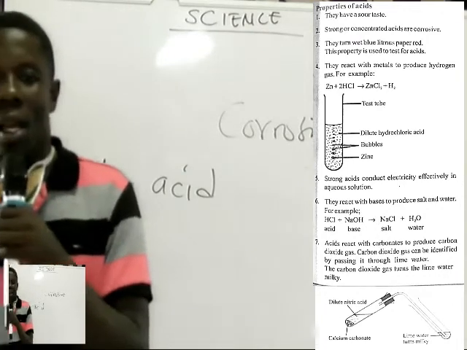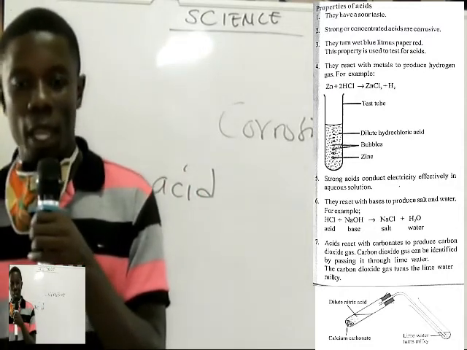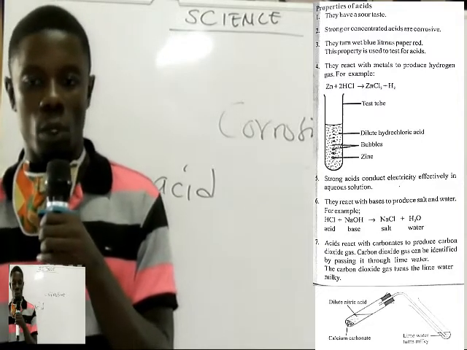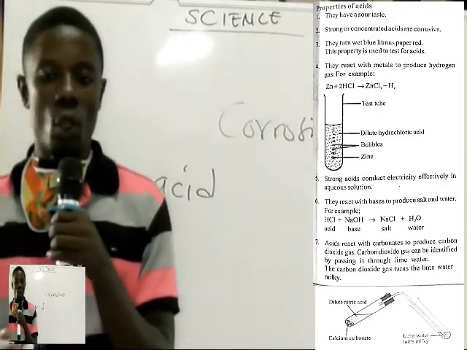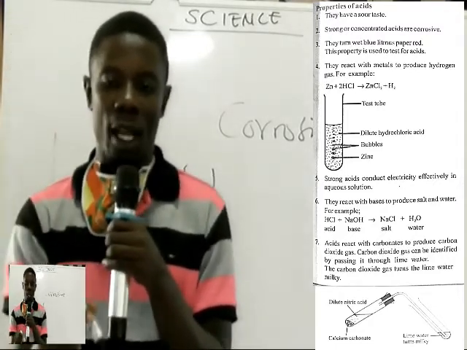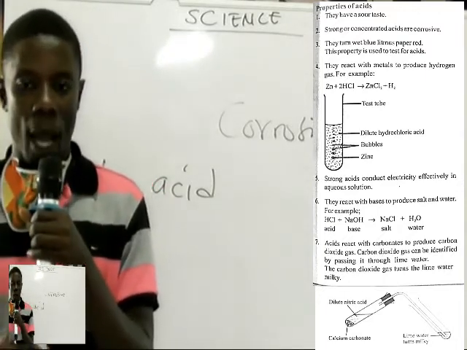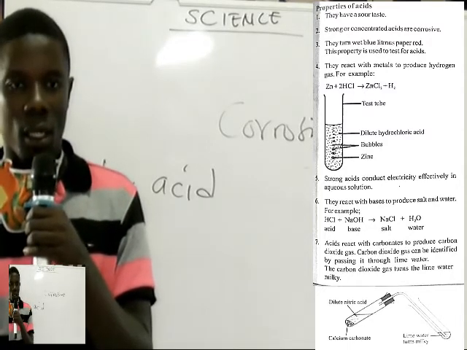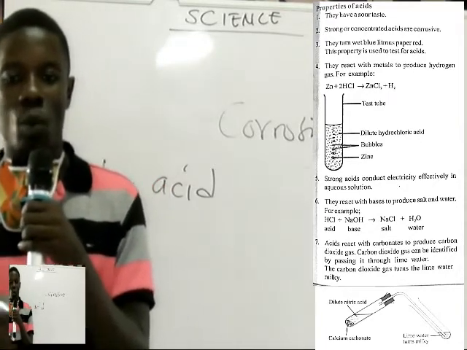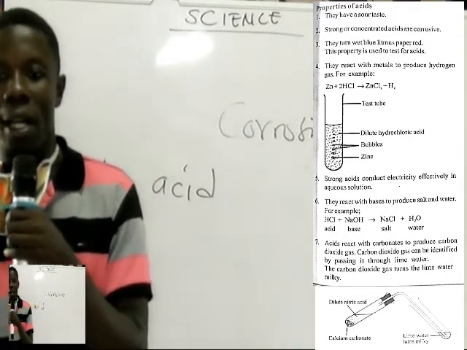The next one is they turn wet blue litmus paper red. This one is based on the definition. An acid is a compound that turns blue litmus paper red. So in the olden days, they were using this litmus paper to test for acid and base. If the substance is acidic, the moment you dip in the blue litmus paper, it will turn from blue to red. So that you will know that the solution is acidic. This property is used to test for acid. Take note of that.